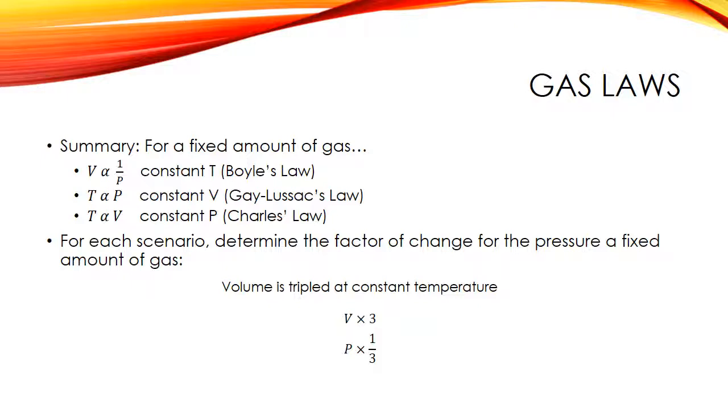All right, next one. The temperature is cut in half at constant volume. So this one, we're asked about the relationship between temperature and pressure. So ask yourself, what's the relationship between those? Well, temperature and pressure are directly proportional. So if we cut the temperature in half, that means we've multiplied it by 1/2 or divided by 2, however you want to think about it. And if temperature is directly proportional to pressure, then the pressure must also be multiplied by 1/2. So its factor of change would be 1/2.